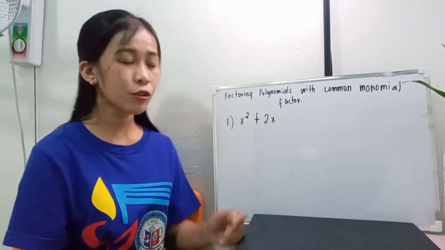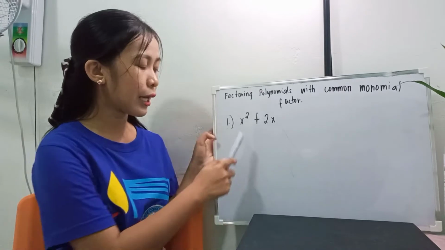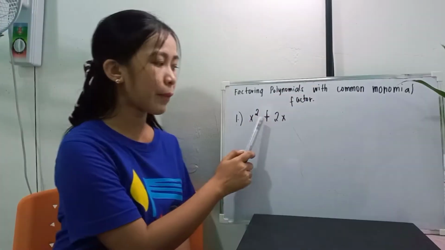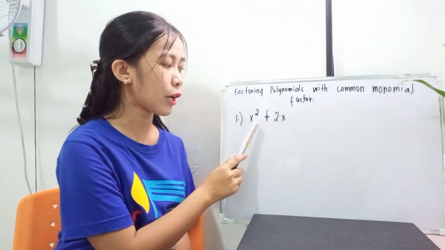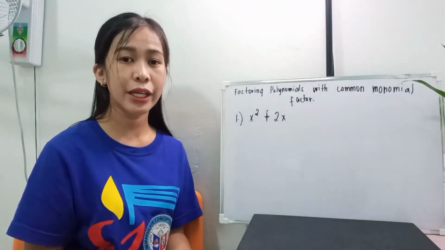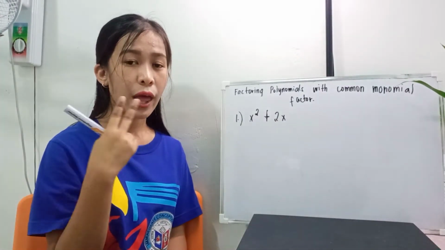When we say terms, ito yung hinahati ng operation. Okay? Like this one term, and 2 term. Kasi may addition na siya sa gitna. Kaya meron tayong 1 and 2. Siya yung pinaka naghahati sa polynomials. Okay? Bibilangin lang natin kung ilang terms. So, we have 2 terms.